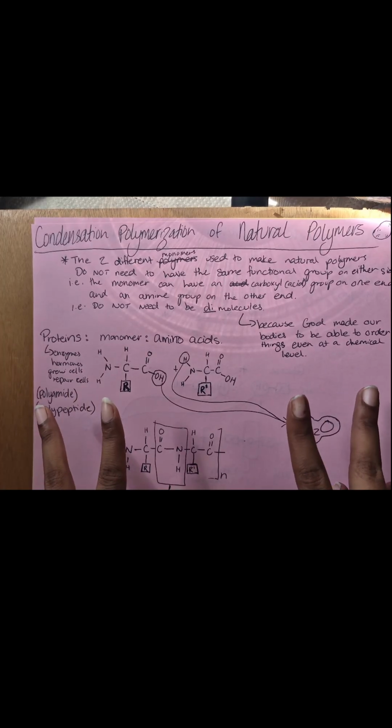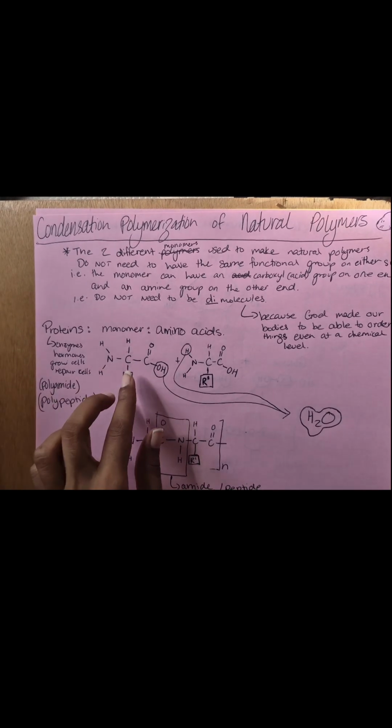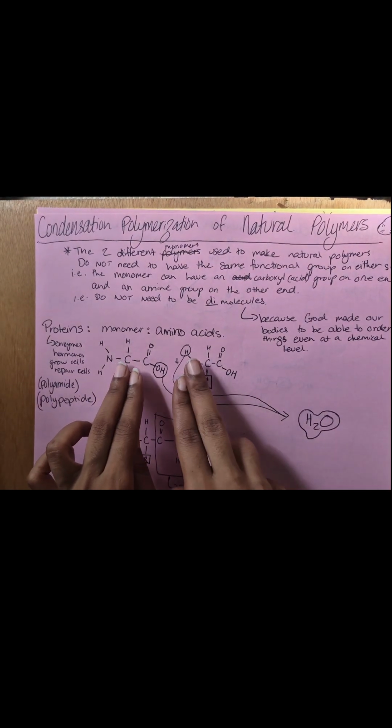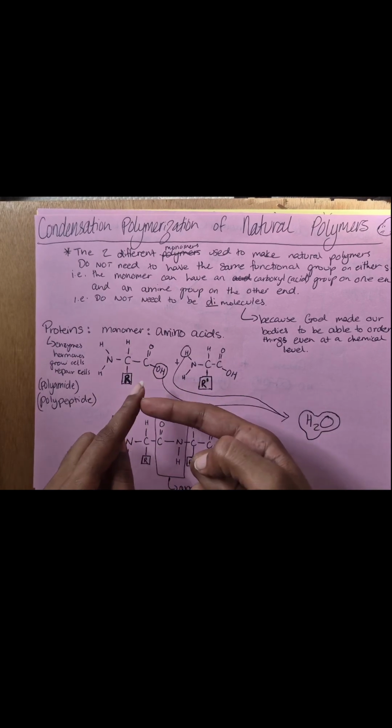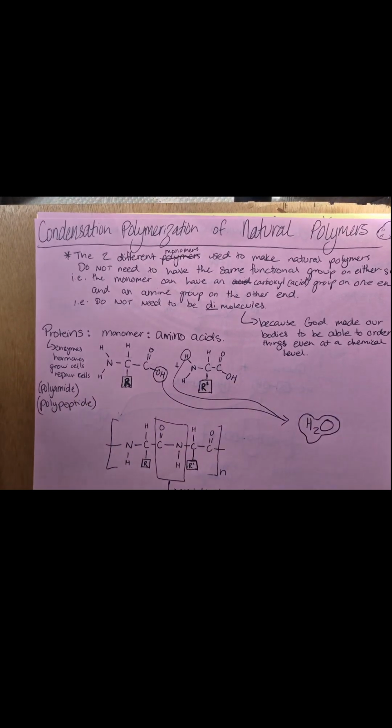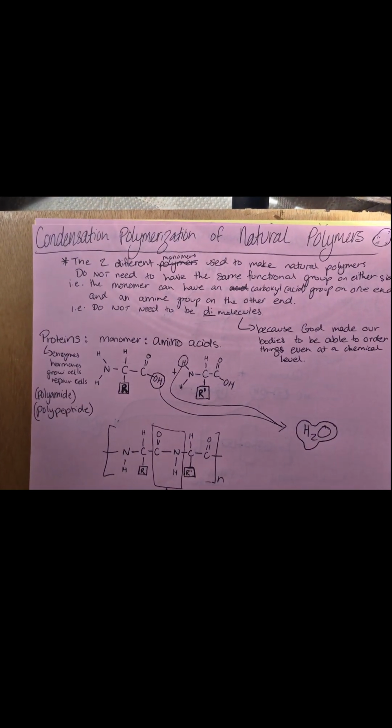I don't know if you understand what I'm saying, but the point is that if we have two different functional groups, we'd have to ensure that the two that we want to react always meet every time, and we haven't figured out how to do that at such a small chemical level, but God has, and our bodies know how to do that. So our bodies can take an amino acid and make sure that the next amino acid that joins to it bases its amine group to the carboxyl group, and we can make so many different proteins.